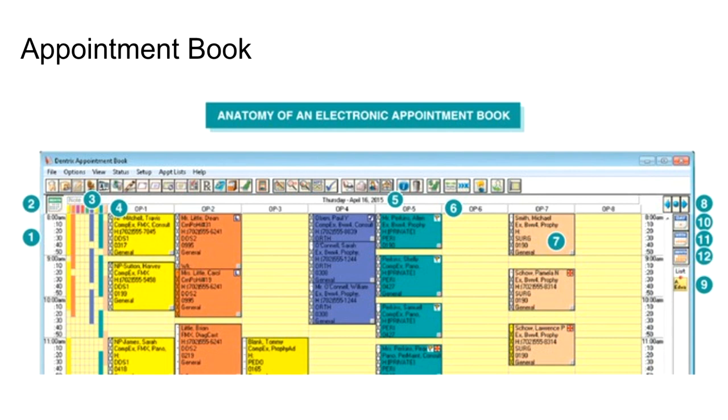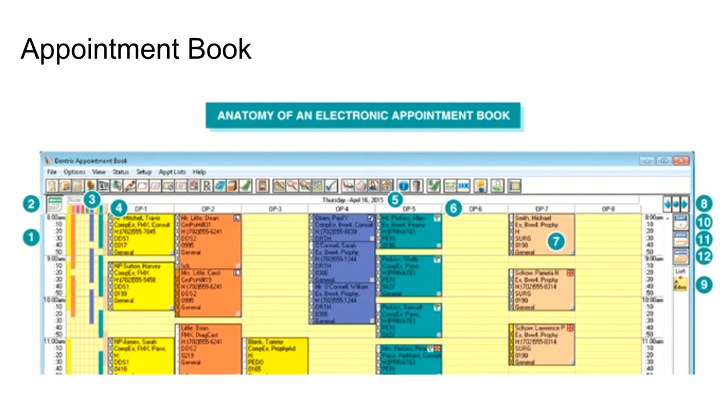And then in each appointment slot, there will be the patient's name or account number and a brief description of the visit. Sometimes it might even just be the code for the visit. In an electronic system, if you hover over the appointment, it will reveal more detailed information, and this helps protect patient privacy as well.